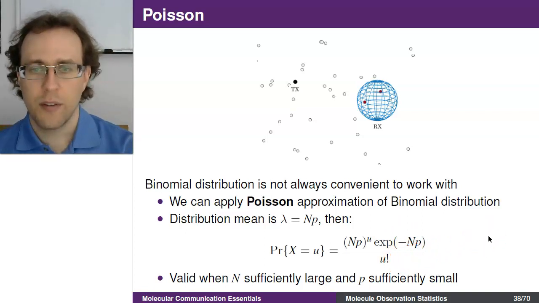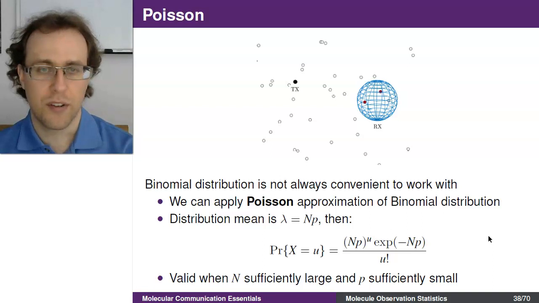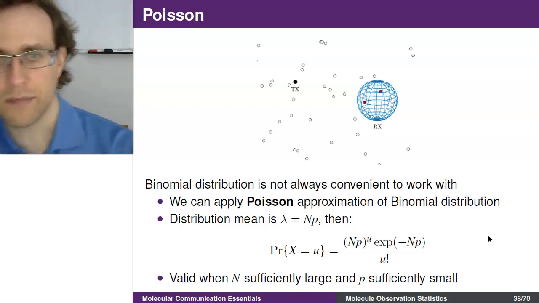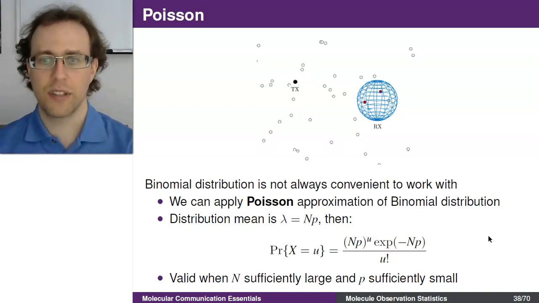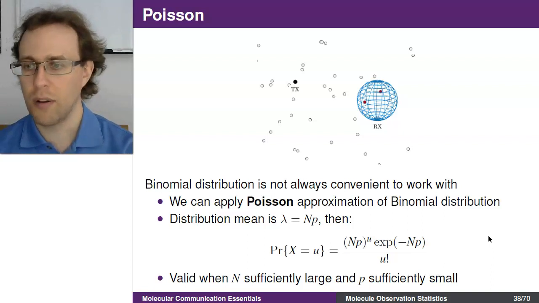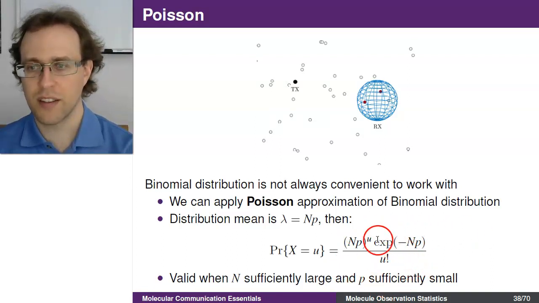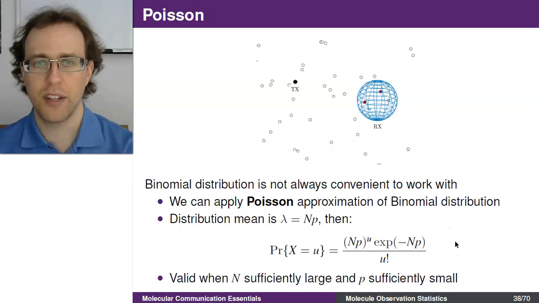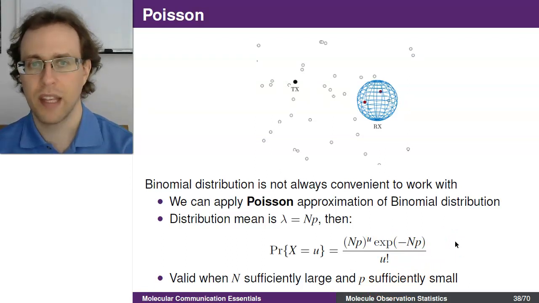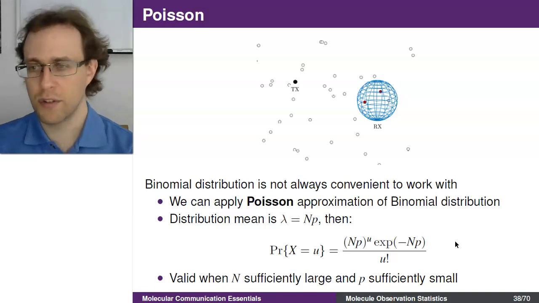This is valid when the number of molecules n is sufficiently large and p is sufficiently small, such that n times p is finite. I think it has to be finite and small. Even though this expression still has a factorial, which is not the greatest, there are continuous approximations of the Poisson that make it still more convenient to work with than the binomial distribution.